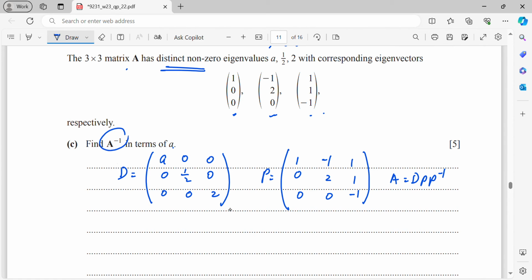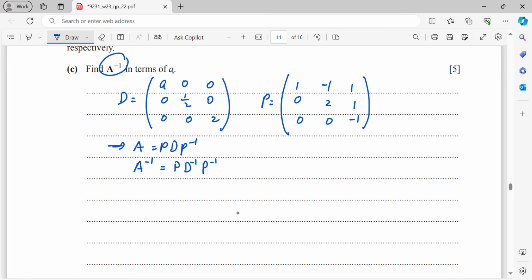But now you need to get A inverse. So when A equals PDP inverse, then when I change my A into A inverse, that is PDP inverse, inverse. Okay, that is the formula, right? Because our formula is A to the power n equals PDP inverse to the power n, and this is going to be PD^n P inverse. That is the formula.